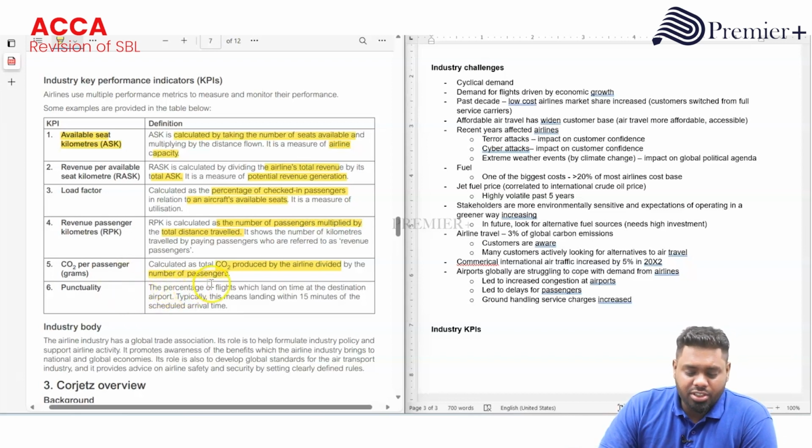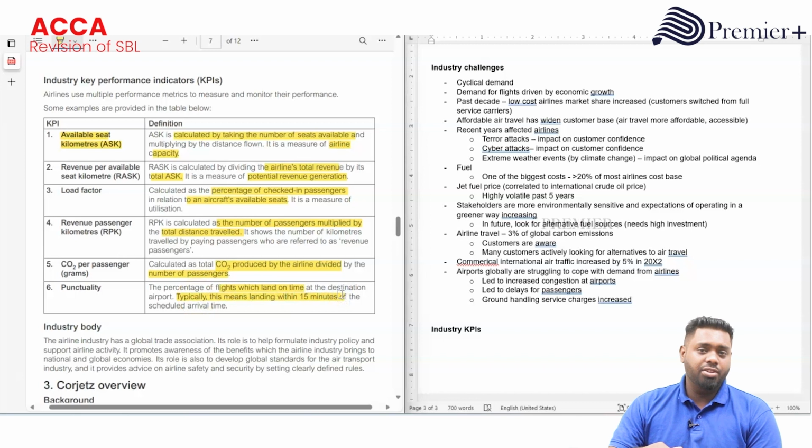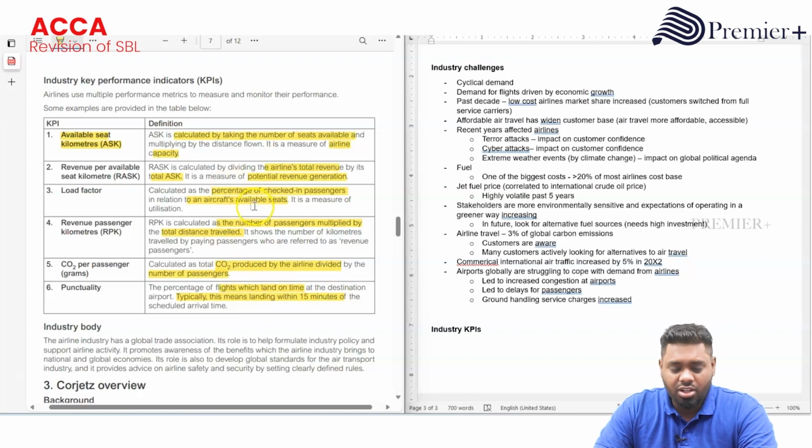And punctuality, the percentage of flights which land on time at the destination airport. Typically, this means landing within 15 minutes of the scheduled arrival time. So this shows the responsibility towards its passengers, citizens. So these are different KPIs. Now let's look at their impact.